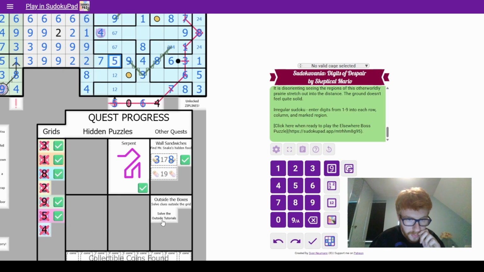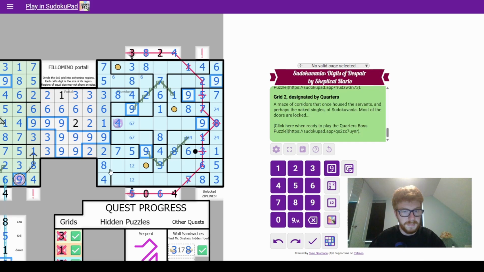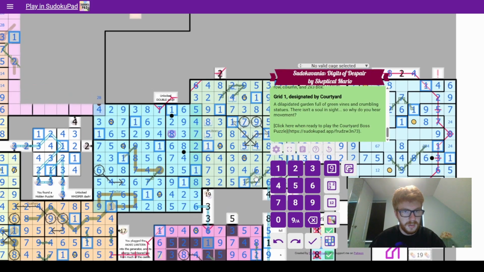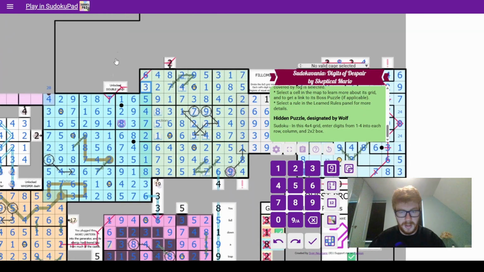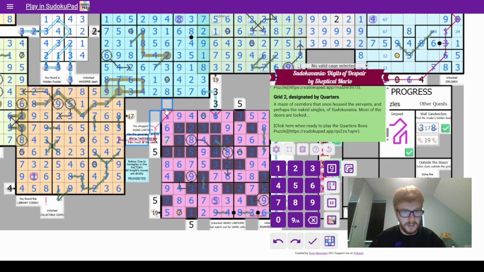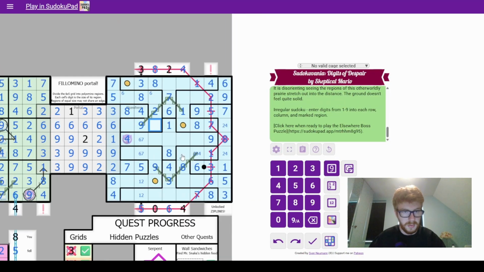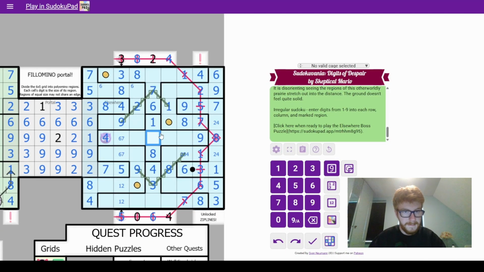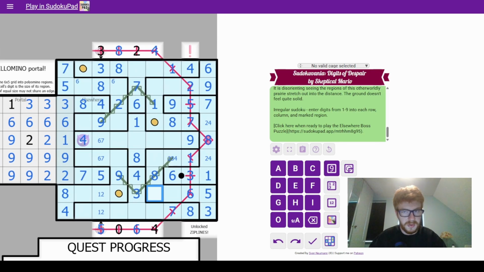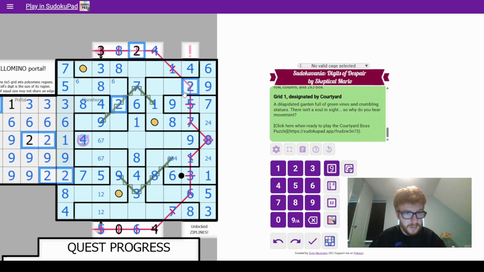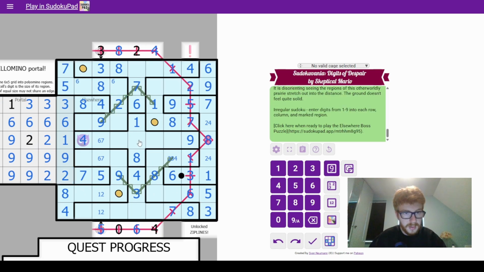Solve the clues outside the grid. Okay. Sure. That is continuing there. I can see this continuing here. I haven't done enough yet to do any of that, so I don't know. Let's just continue on whatever this is. 2s. No, not anything that I'm seeing. What am I missing here?